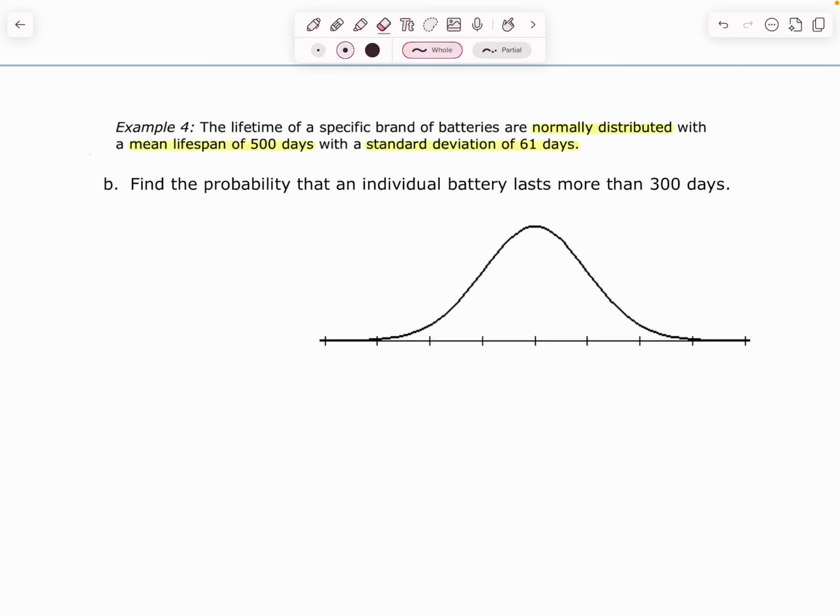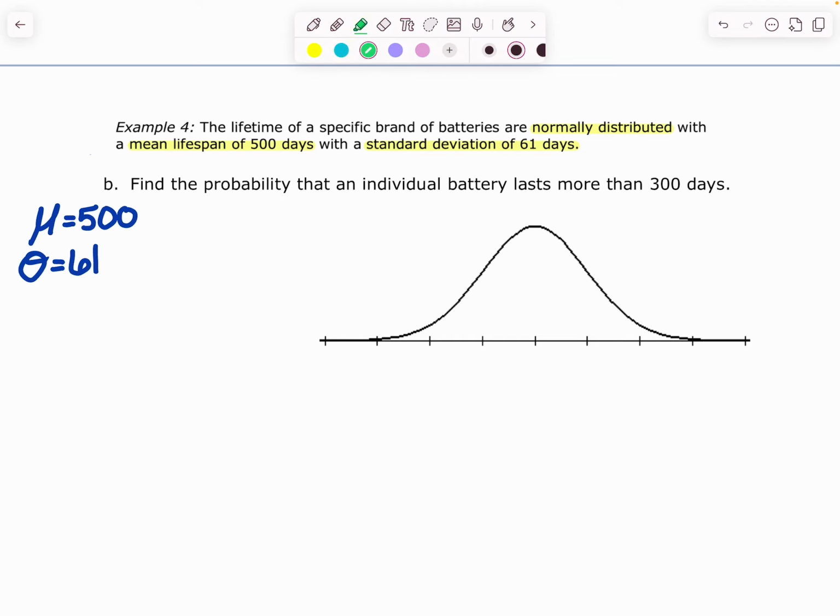All right, now we are going to do another example. We're looking under the same general example. The specific brand of batteries that are normally distributed have a mean lifespan of 500 days with a standard deviation of 61 days. So let's write down mu equals 500, sigma equals 61. Now we're going to find the probability that an individual battery lasts more than 300 days.